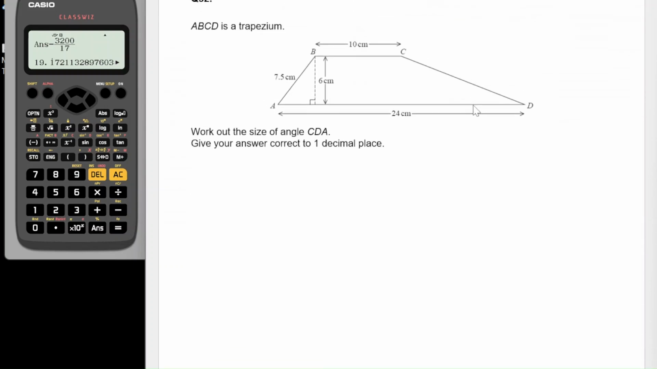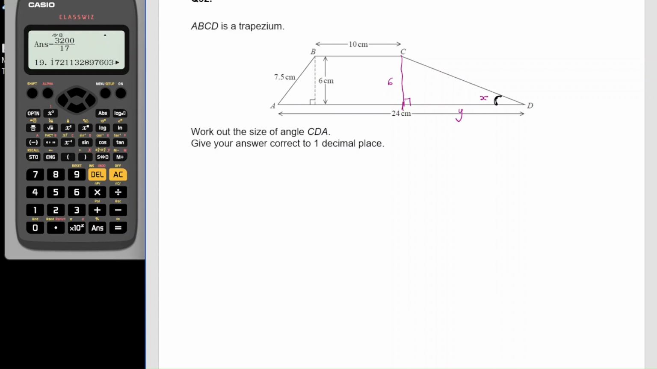Question 32, we've got a trapezium. Find the size of CDA. CDA, so we want this angle here. Okay, so we need to cut and find this right angle triangle to help us work out this angle. I'll call it X for now, but we need to work out, we know that this is 6, but we don't know what this length here is, so I'll call it Y for now. And we need to work out that length.